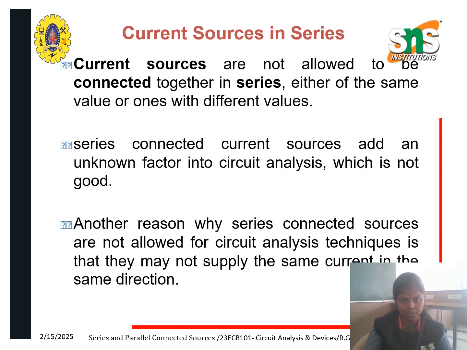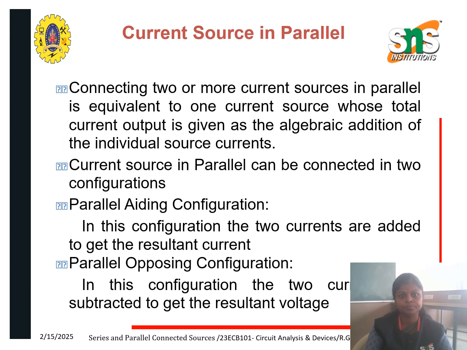Current sources in series. Current sources are not allowed to be connected together in series, either of the same values or with different values. Series connected current sources add an unknown factor into circuit analysis, which is not good. Another reason why series connected sources are not allowed in circuit analysis is that they may not supply the same current in the same direction.